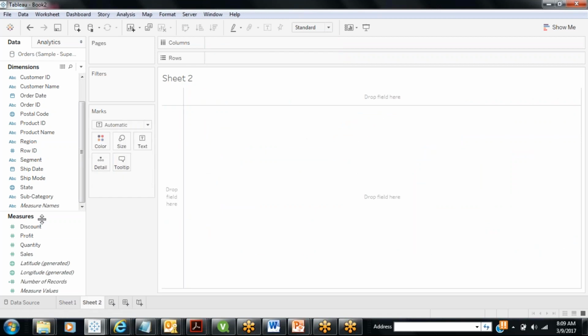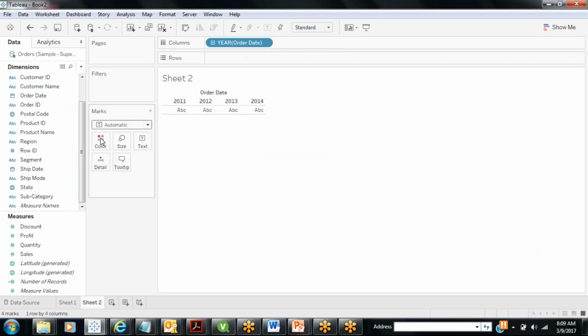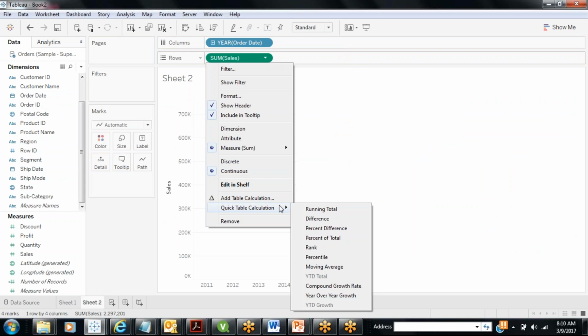Suppose I take this order date, and when I take this sum of sales and go here and see this, along with these 7, the next 2 are visible to me: compound growth rate and your year over year growth rate.